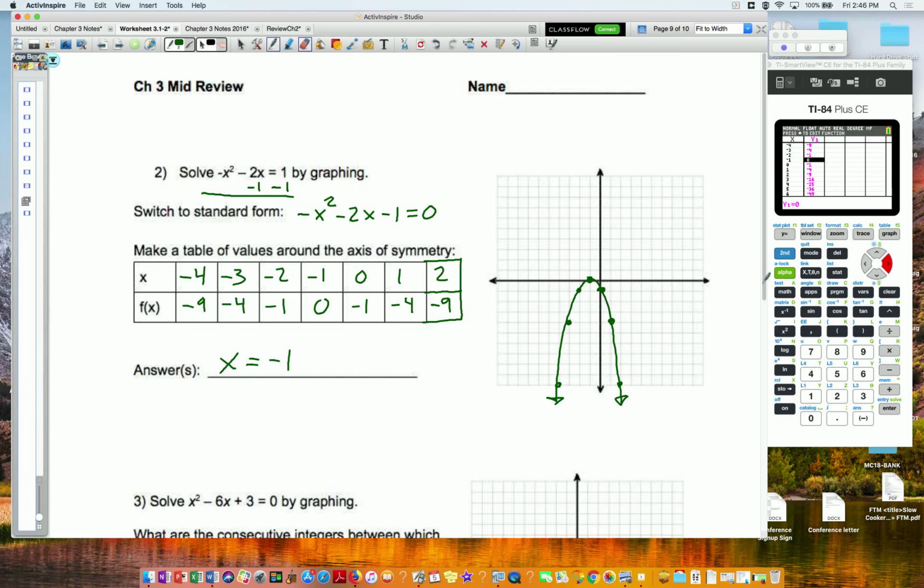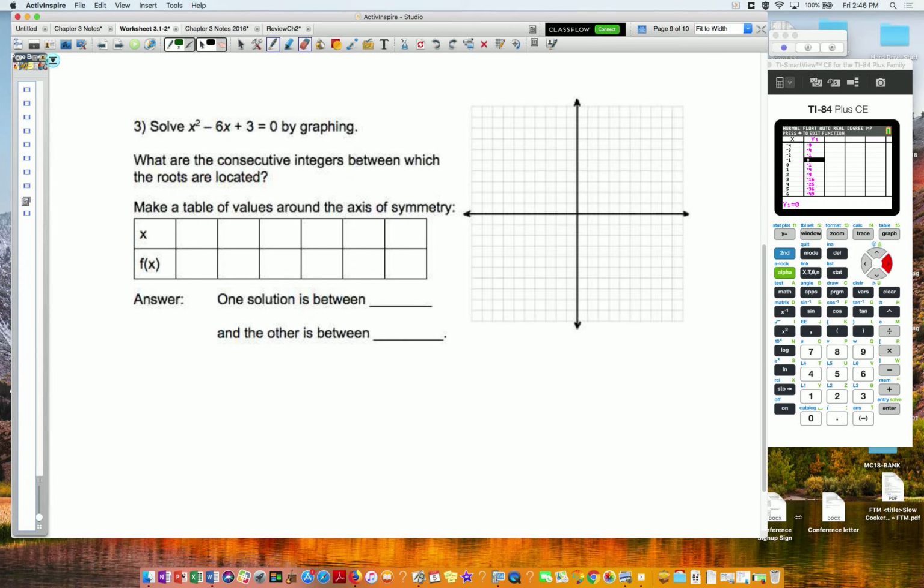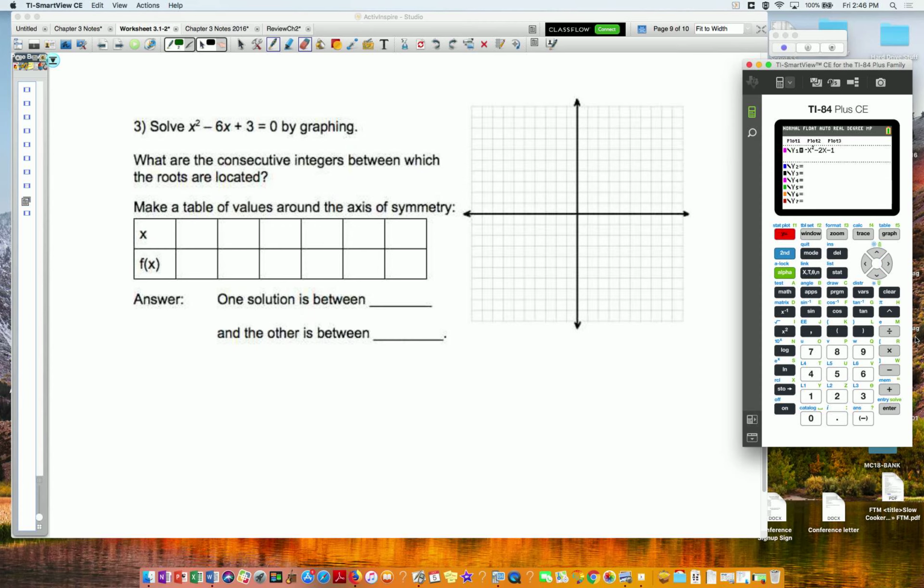All right, let's take a look at number 3. So number 3 is really nice in the fact that I don't have to get y by itself. So I'm going to just plug that right into my calculator. x squared minus 6x plus 3. Go ahead and hit graph, get a good picture of it. So I can start to see it looks like it's crossing between 0 and 1, and probably somewhere out here at 1, 2, 3, 4, 5, between 5 and 6.